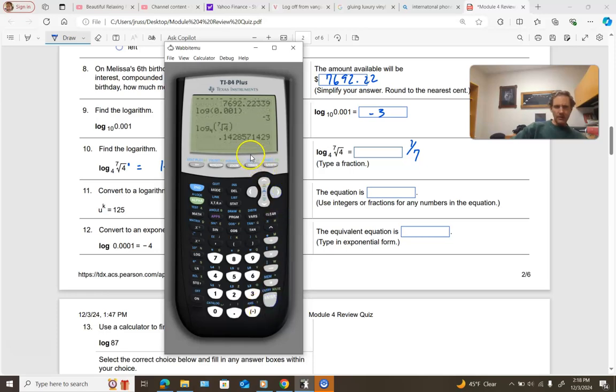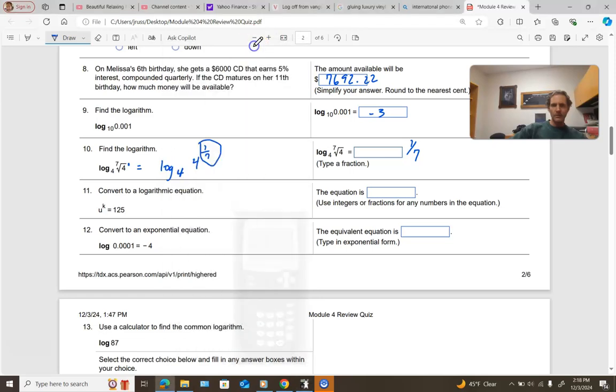Now when you hit enter, it's going to give you a decimal, so you would have to convert this back to a fraction, okay, to get 1/7.